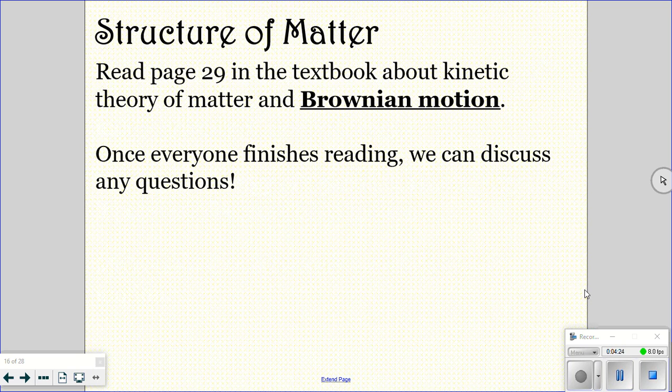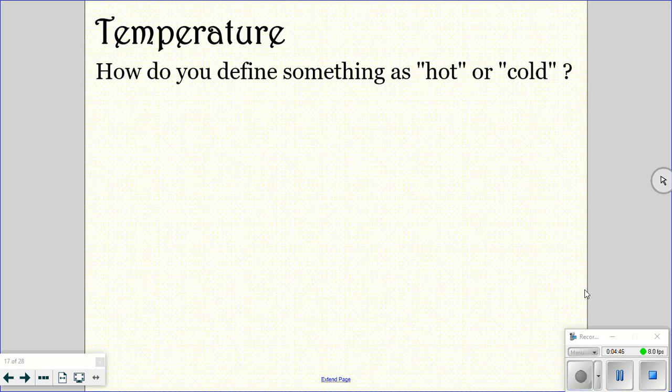I want y'all to read page 29 in your textbook about the Brownian motion. If you look on page 29, it starts at kinetic theory, and then it goes down and it stops once you get to temperature. So y'all read it, y'all can discuss it if you want, and then we're going to move on. So now we're going to look at temperature.